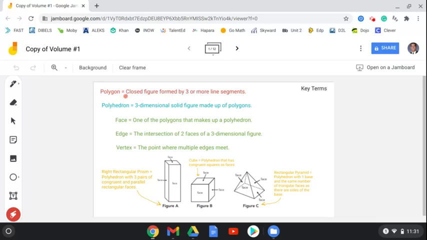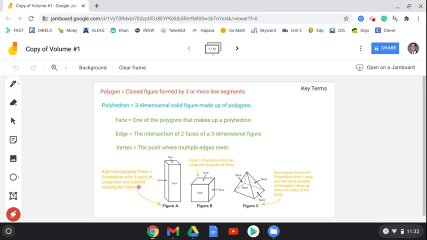or a rectangle, something like that. 5-sided polygon like a pentagon, and so on. All of those are polygons. We also have something called polyhedrons. Polyhedrons are not two-dimensional, they are three-dimensional. They are three-dimensional solid figures made up of polygons. So once you start putting polygons together, then you have a three-dimensional figure.